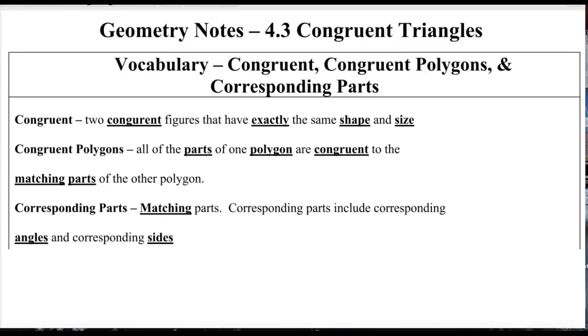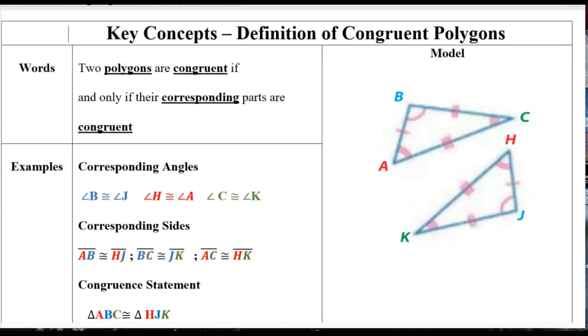Congruent. Two congruent figures are shapes that have exactly the same size and shape. Congruent polygons: all of the parts of one polygon are congruent to the matching parts of another polygon. Corresponding parts, what that means is matching parts. Corresponding includes corresponding angles and sides. So we have an example here of a congruent polygon. In this case, we're talking about triangles.